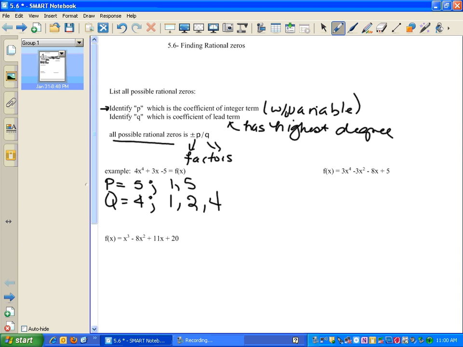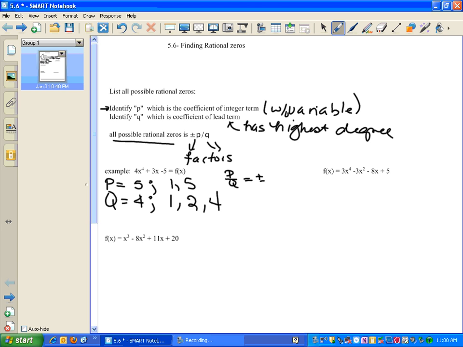We don't care about if it's positive or negative because we're going to be putting a plus and minus in front of this whole string of answers. So we're just looking at the absolute values. So I'm looking for my p's over my q's. There's going to be a long string of numbers that I can choose from. But I know that it's going to be plus and minus.